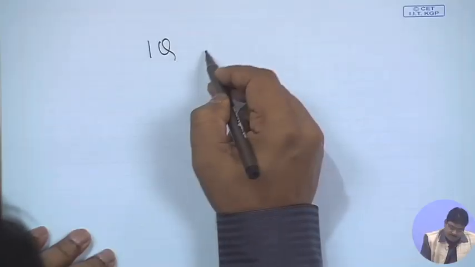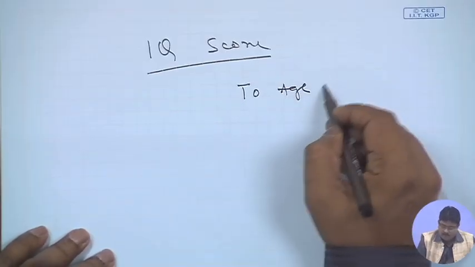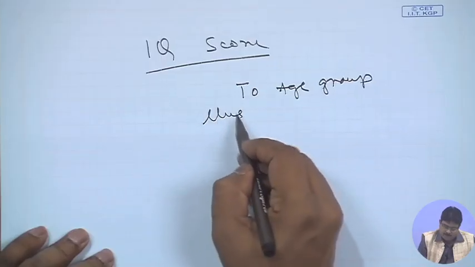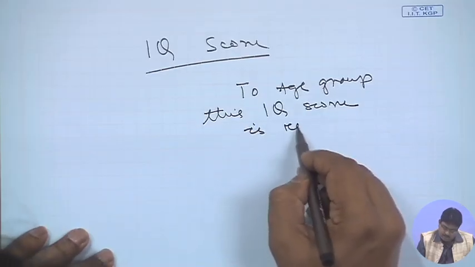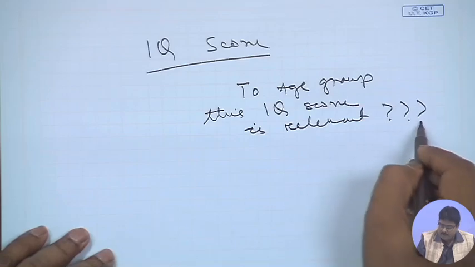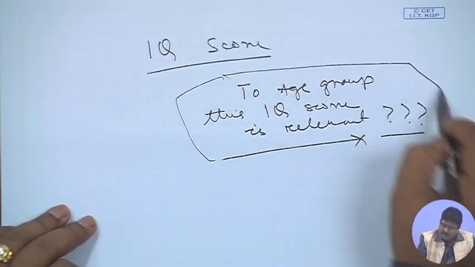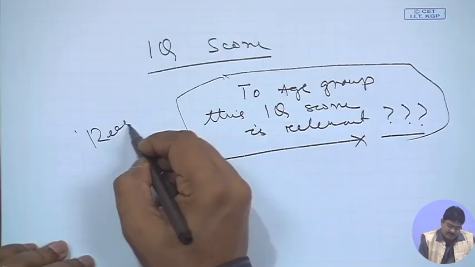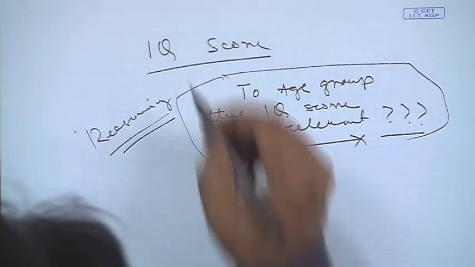But now the question is, how far can we go ahead with making use of this IQ score? To what age group is this IQ score relevant? This is a big question, because IQ score usually highlights the reasoning capabilities of students. Most of the test items, whether it is series completion, odd man out, picture completion, etc. But intelligence is much more than this.